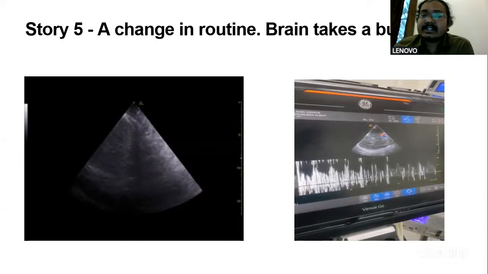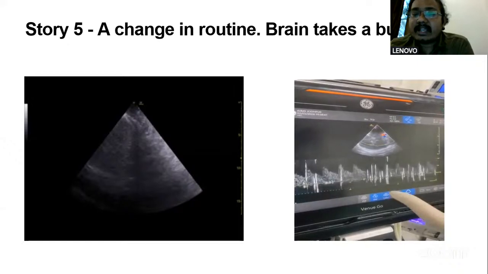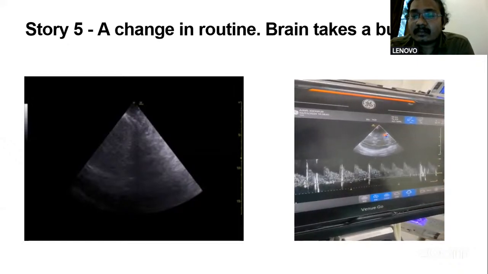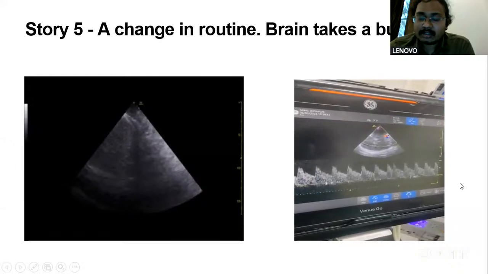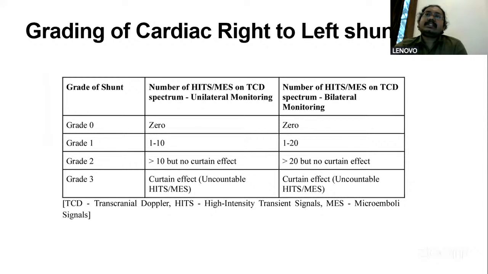And as it clears, you would see that the normal waveform has come back. So this is how you say that a microembolic signal is there and there is a right to left shunt. If you want to grade it, you can grade it. Even if you have one microembolic signal on TCD, that means there is a right to left shunt. It is that sensitive. So the more microembolic signals, the more severe the grade is.